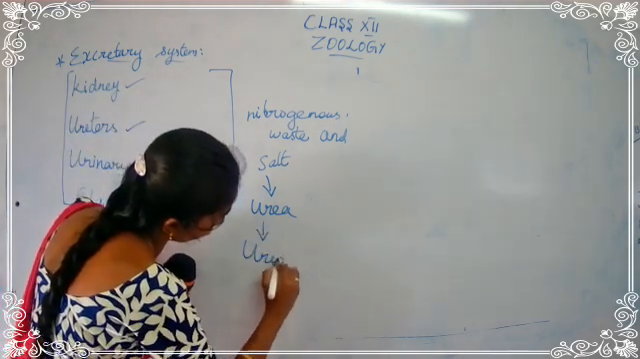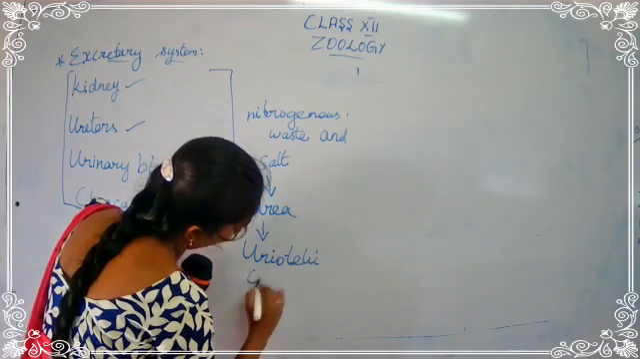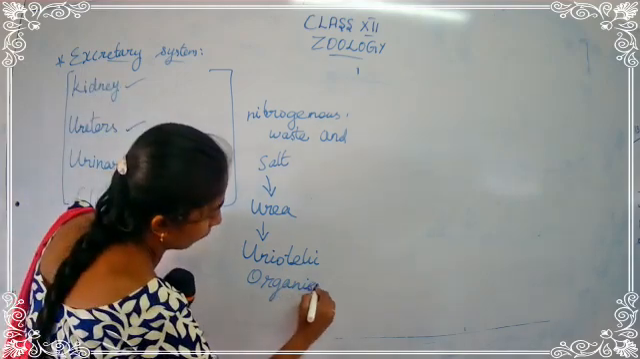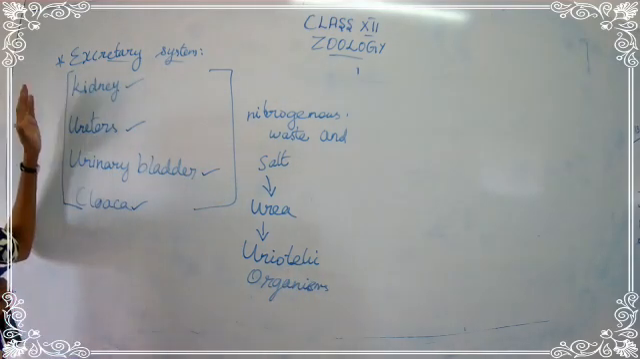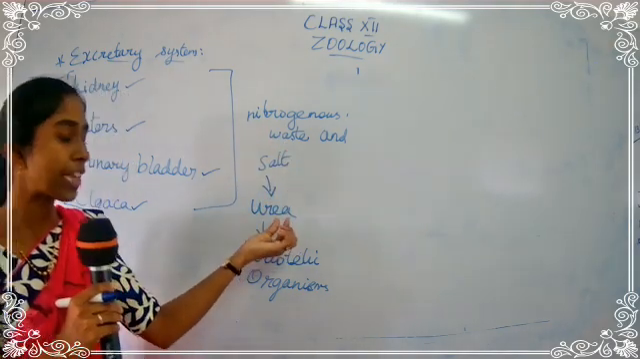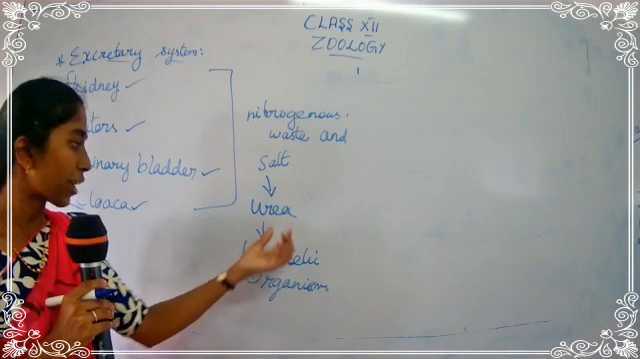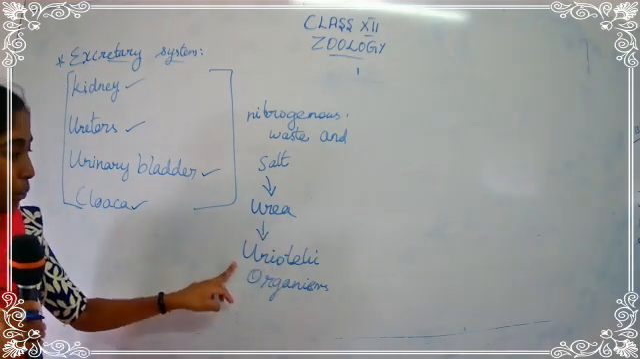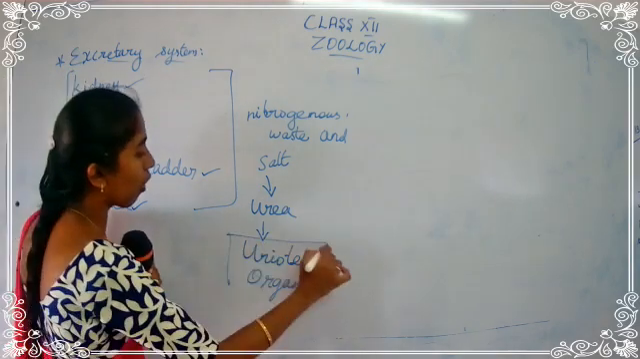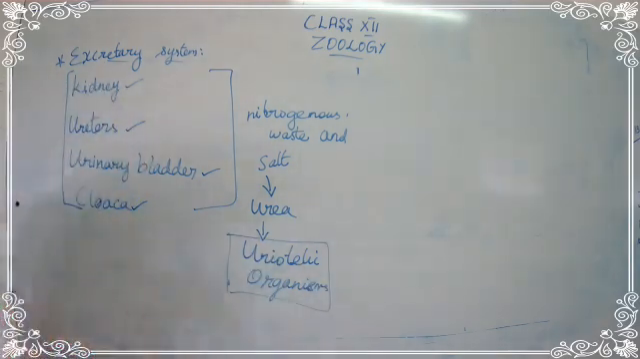Ureotelic organism, because the frog commonly excretes its waste in the form of urea. Okay, ureotelic organisms. So the frog is called a ureotelic organism because it excretes its product in the form of urea.